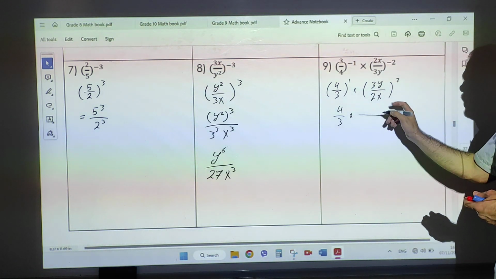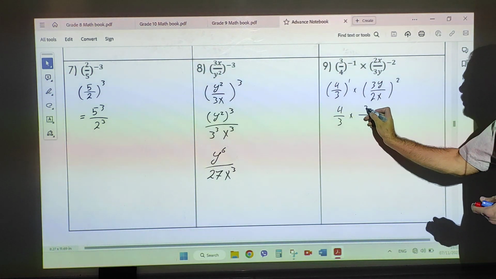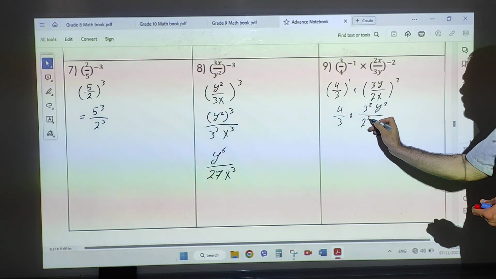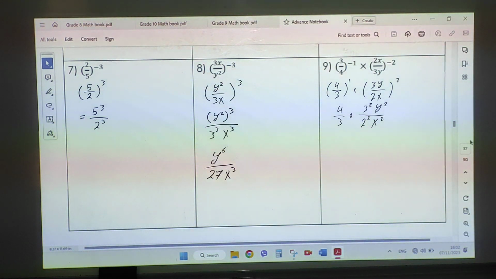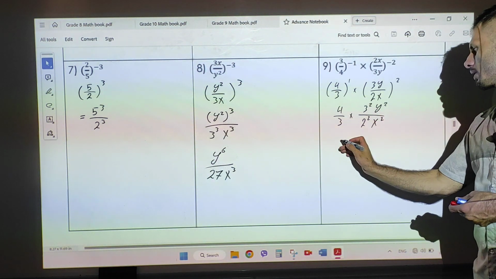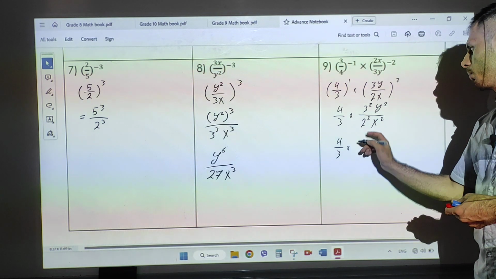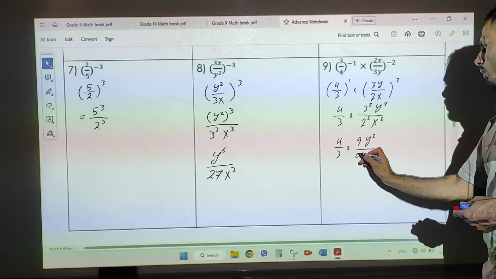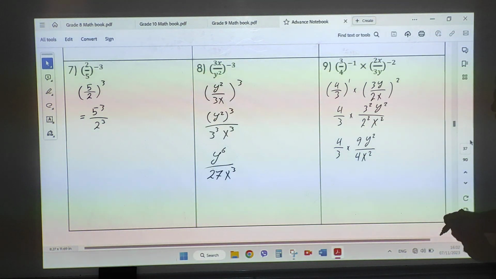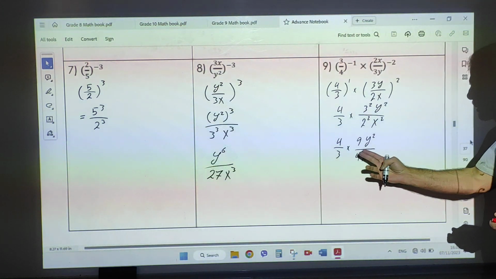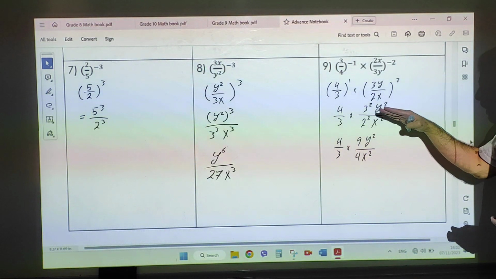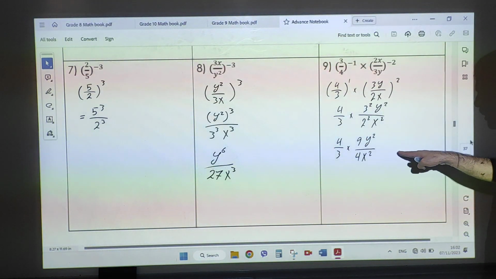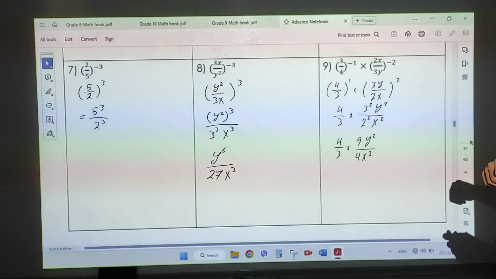multiplied by 3 to the power of 2, y to the power of 2, over 2 to the power of 2, x to the power of 2. Done for now. For the numbers, 4 over 3 multiplied by 9 y power 2 over 4x power 2. In this step you can cancel 4 and 4 because there is multiplication between them, one in the up, one in the down. You can simplify, and it can be divided by 3, divided by 3, or you can do the multiplication at first then simplify, both are possible.